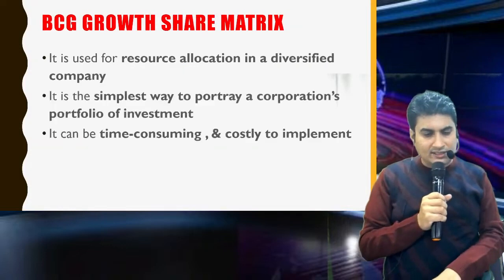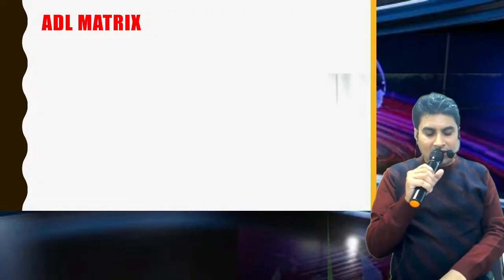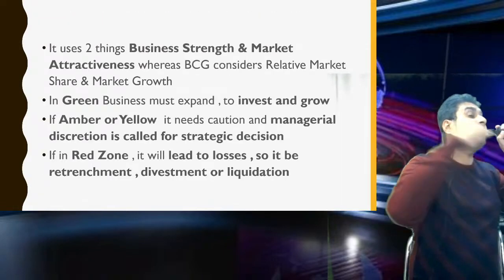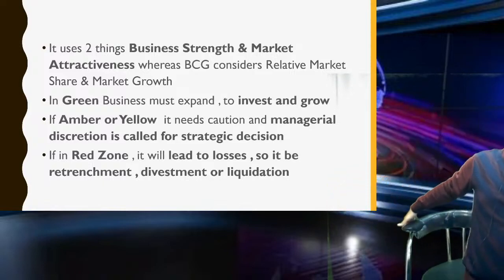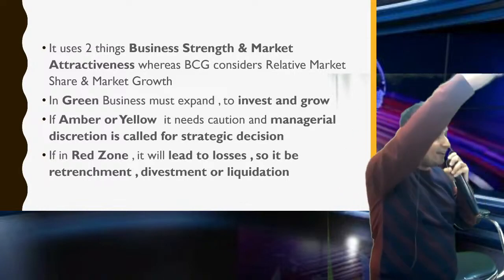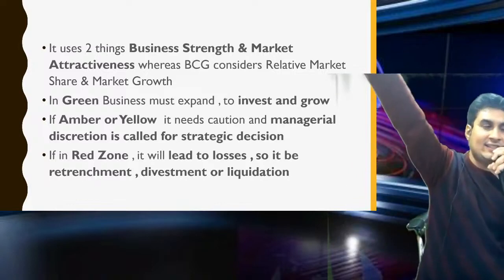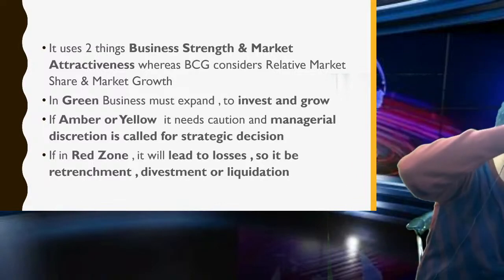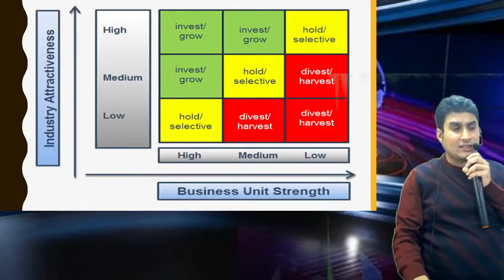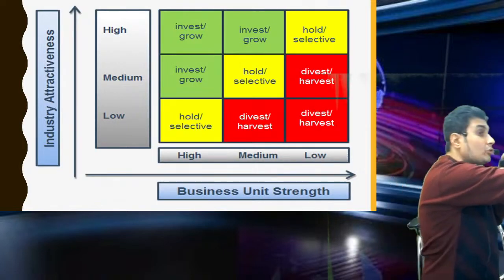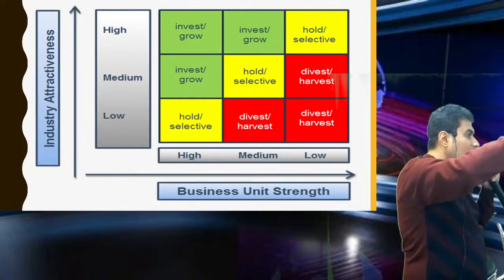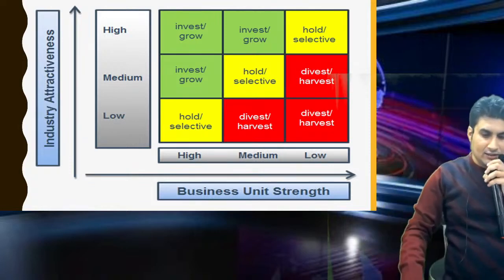Very, very good. Moving on towards the second best matrix, GE, General Electric. GE developed it along with McKinsey. Instead of market share, they used business unit strength. And instead of market growth rate, they used industry attractiveness. They classify into 3 parts based on lights. Green means go. Yellow means caution. And red means stop. Very good. What is the difference? BCG focuses on the present, but GE focuses on present and future. That one only focuses on market share. This one focuses on market share and a lot more things. Which one is broader? This one, GE.